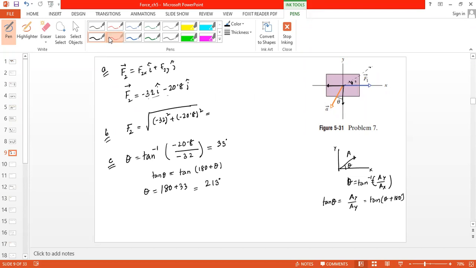That means the direction of F2 is basically here. You see, now it works well, this way, with 33 degree from this. This is my F2, this is the direction of F2. Clear?